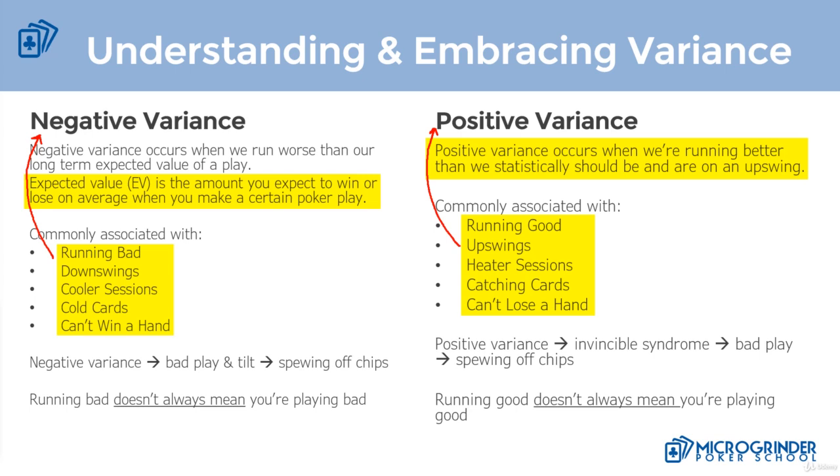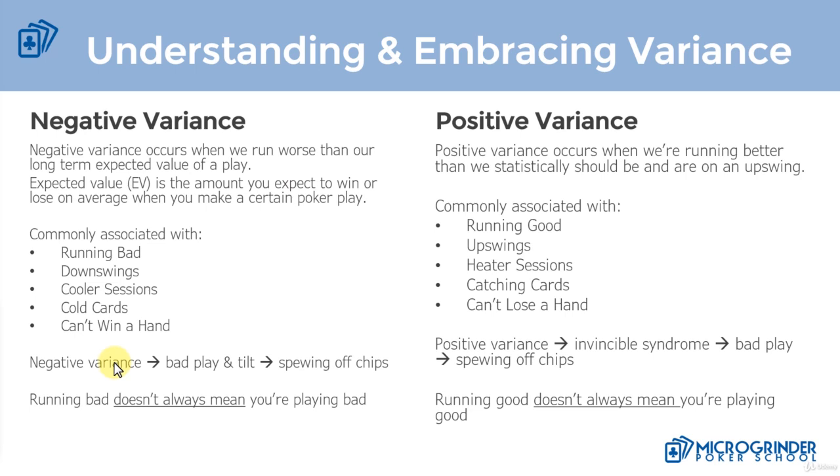I want you to understand this is why we need to understand negative and positive variance and why we need to learn to embrace it. Negative variance often is going to lead people to play poorly. That's going to cause them to tilt, and when we tilt, we're probably going to spew off chips and give away chips that we shouldn't have been playing with in the first place.